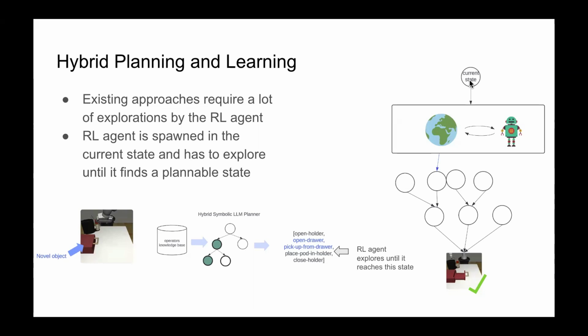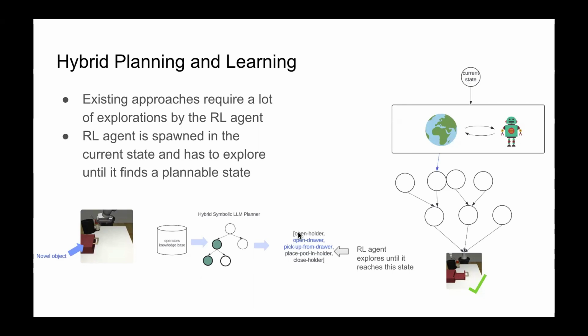And then you start an exploration reinforcement learning agent trying random actions in the current state. And you hope that after trying many random directions, the agent lands in a plannable state. So you can say, okay, this is what I'm missing, this operator from current state to this plannable state is what I need to really learn, because this is what can fill in the gap in my planning knowledge base. So these approaches typically require many explorations by the RL agent.